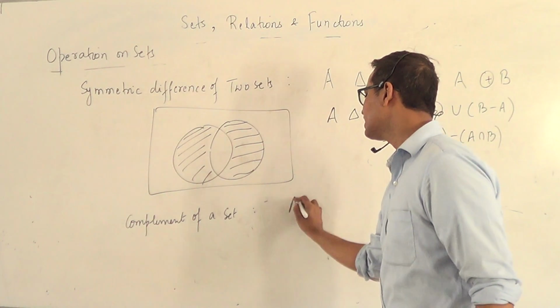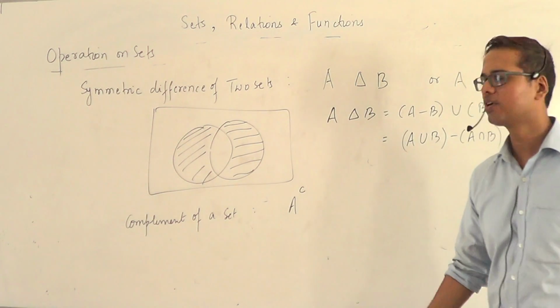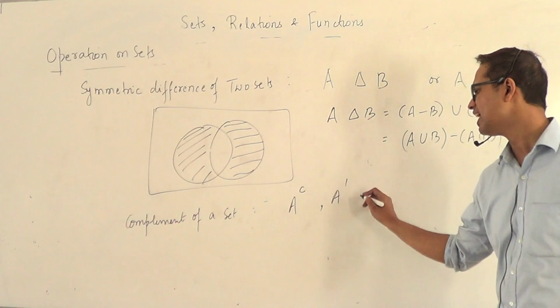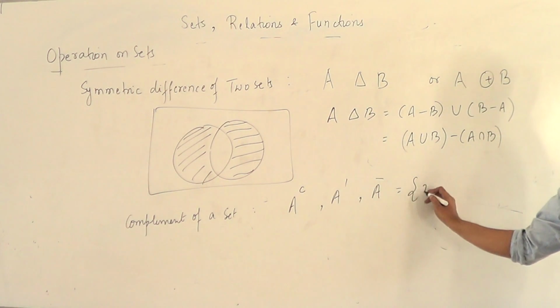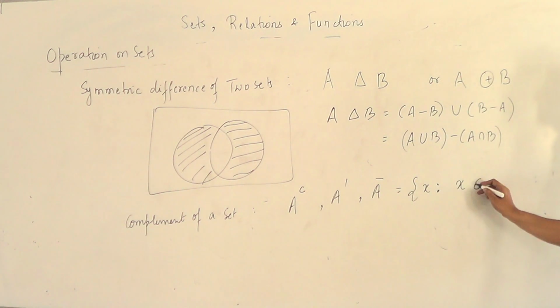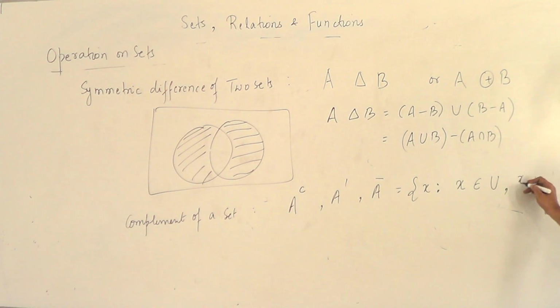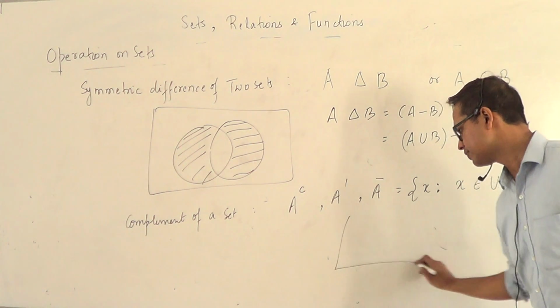Complement of a set A is written as A with a superscript of C. Some books will write it as A dash, some books will write it as A bar. What does it mean? It means a set containing all elements X such that X belongs to the universal set and does not belong to A. So U minus A.